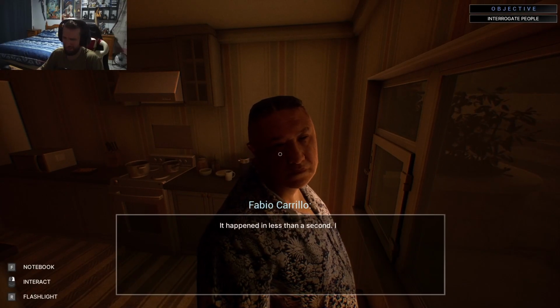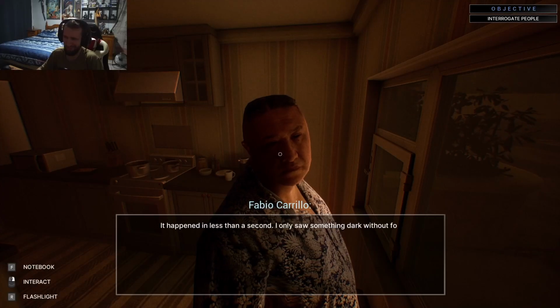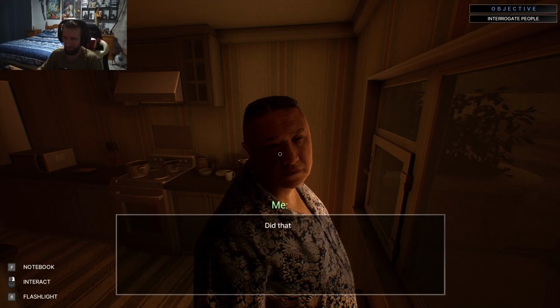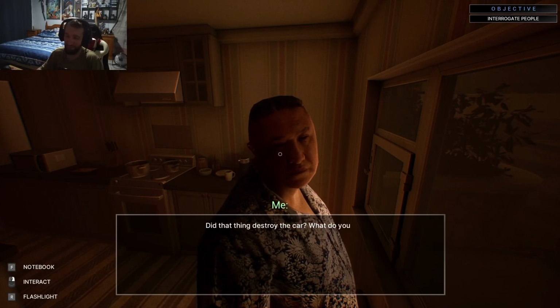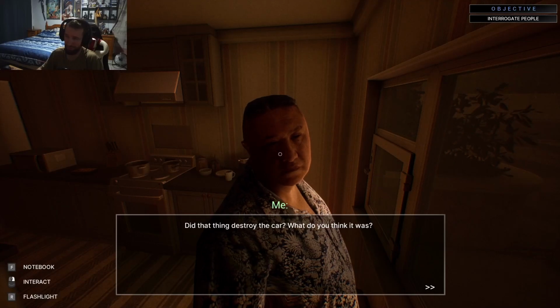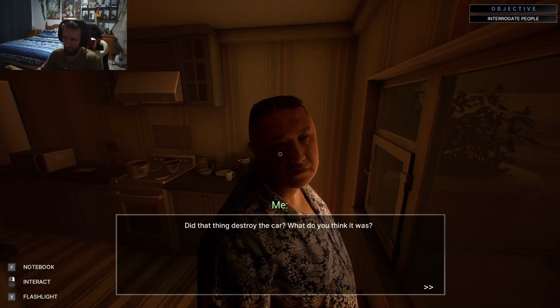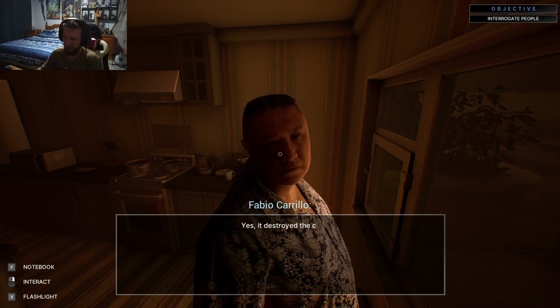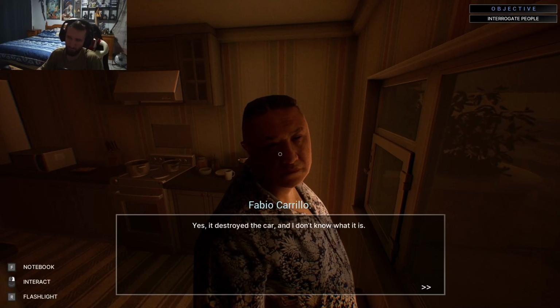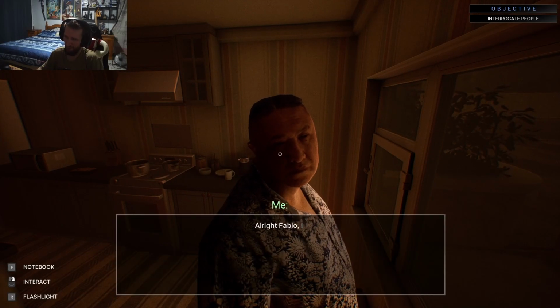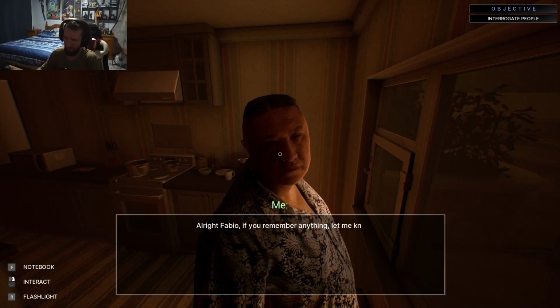It happened in less than a second. I only saw something dark without form. Oh, something dark. The same as Marcos' description. Shadow figure. Did that thing destroy the car? What do you think it was? Yes, it destroyed the car. And I don't know what it is. Alright, Fabio. If you remember anything, let me know.